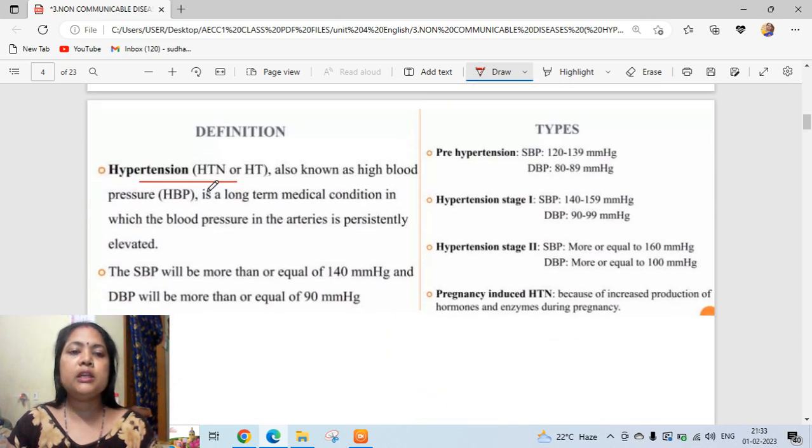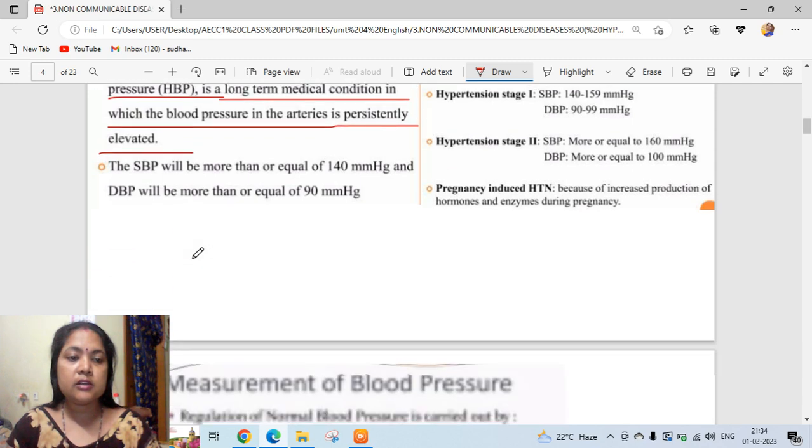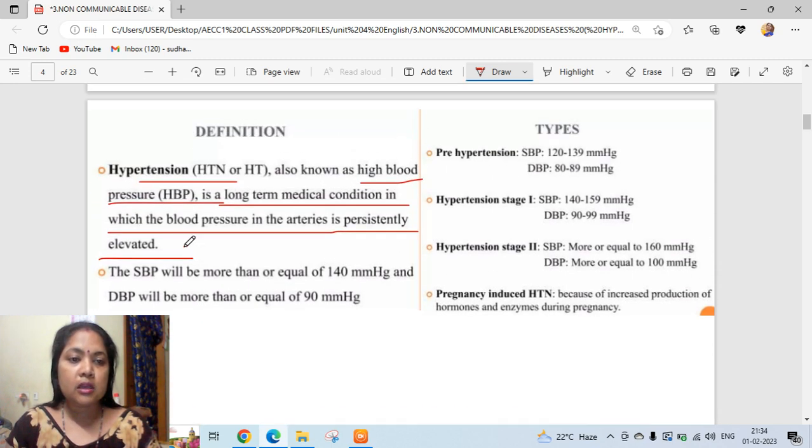Then hypertension can be defined as high blood pressure, okay, and it is a long-term medical condition in which the blood pressure in the arteries is persistently elevated. Then the systolic will be more than or equal to 140 millimeter mercury and diastolic will be more than or equal to 90 millimeter mercury.